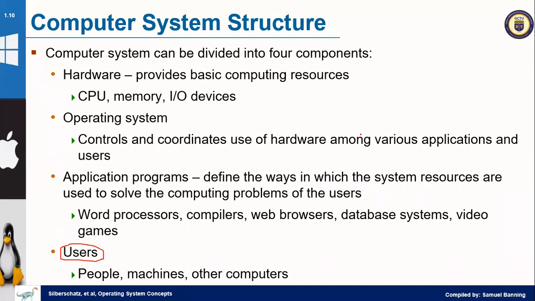So the question is, if you look at my slide right now, when you divide the computer into components, there are four components: the hardware, the operating system, the application programs, and the users. Under the users, we are saying that a user of a computer system can be people like you and I. We also have machines and other computers. When we say people are using computers, we all understand. How do machines use computers? Can you give us an example of a machine that is using a computer?